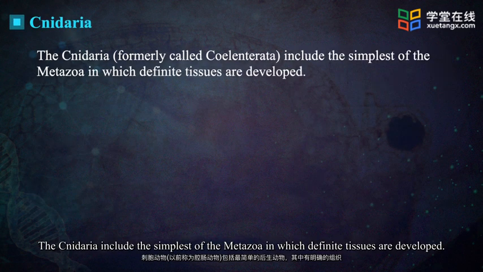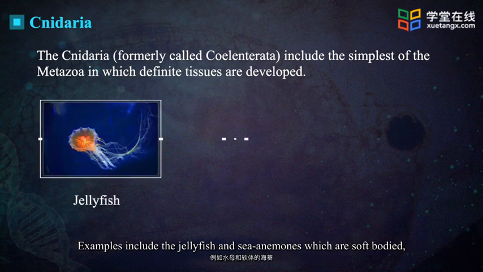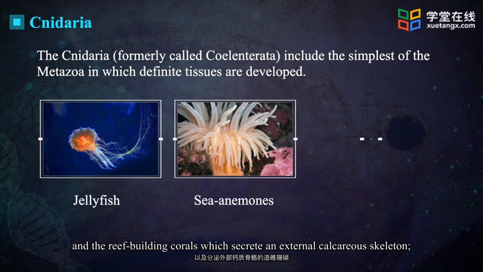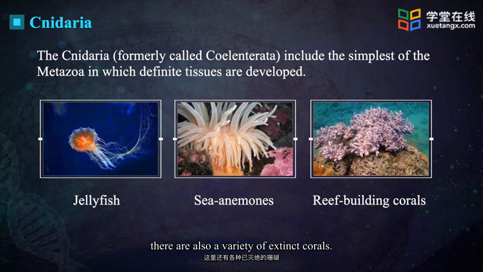The Cnidaria include the simplest of the metazoa in which definite tissues are developed. Examples include the jellyfish and sea anemones, which are soft-bodied, and the reef-building corals, which secrete an external calcareous skeleton. There are also a variety of extinct corals.